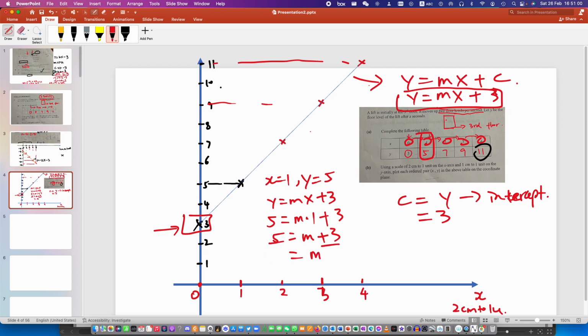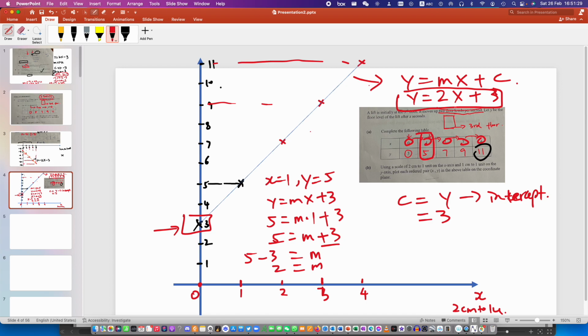Similar term, plus 3, move it to the other side. So my m is equal to 2. Right? So my m is equal to 2. So this is the equation y equals 2x plus 3. Are you clear? Are you clear now? Yeah. That's how you answer your last question.